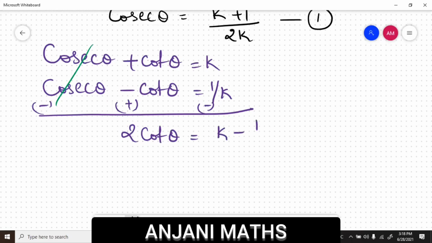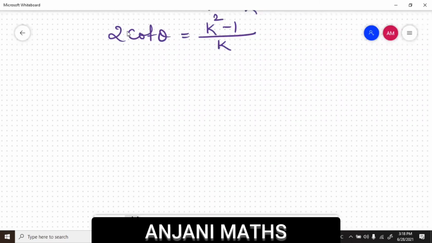On the right hand side, we get k minus 1 by k. So 2 cot theta is equal to, k is the LCM, in the numerator we get k square minus 1. So what will be cot theta here? Cot theta is equal to k square minus 1 by 2k.